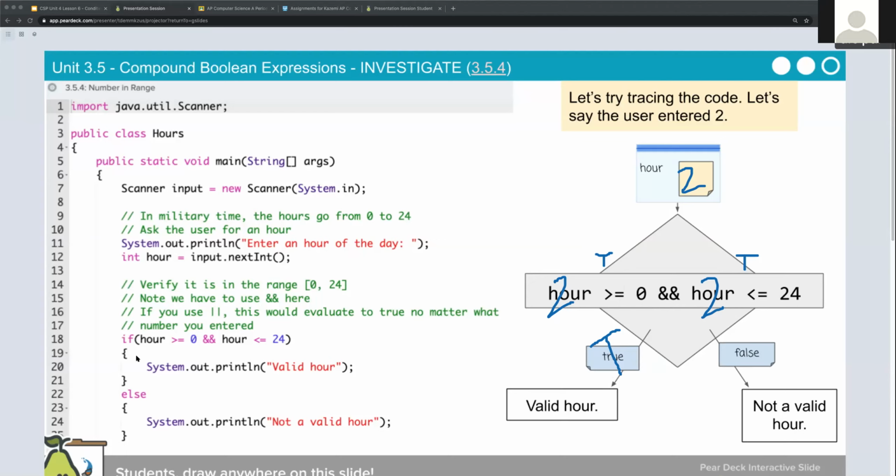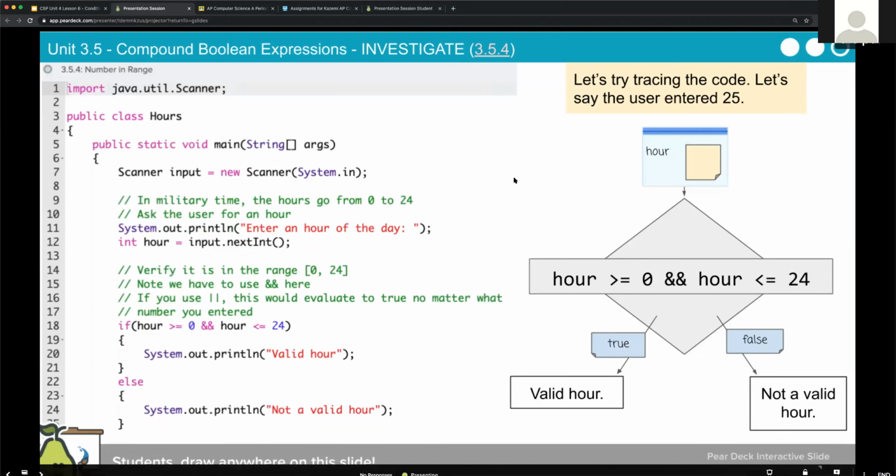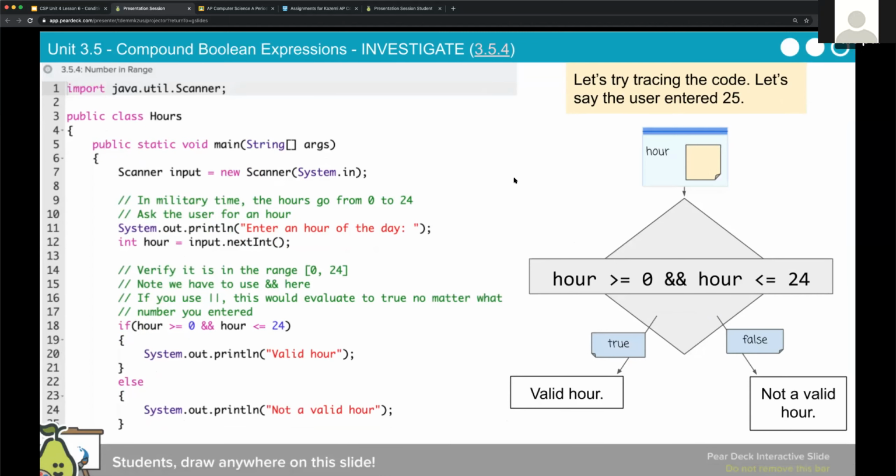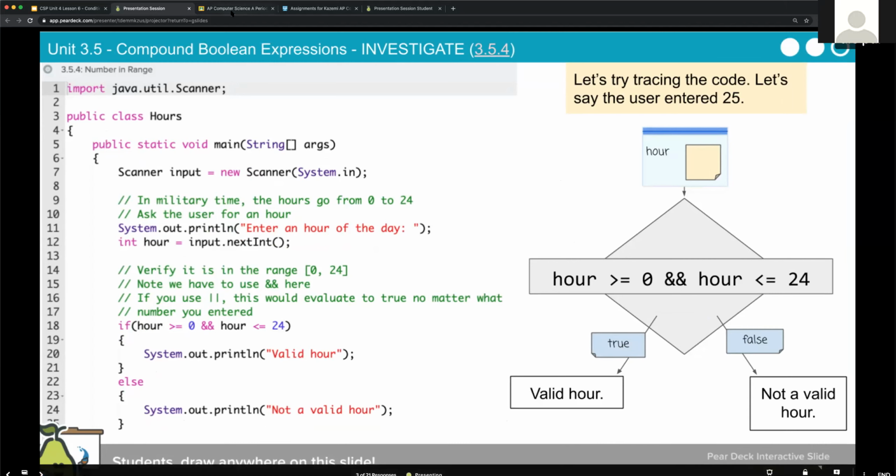We're going to have another example actually with the same code. So now you're going to do the same thing, but let's now say that the user entered 25 when prompted for the hour of the day. So take a minute and go ahead and do basically the same thing, but with this new value.